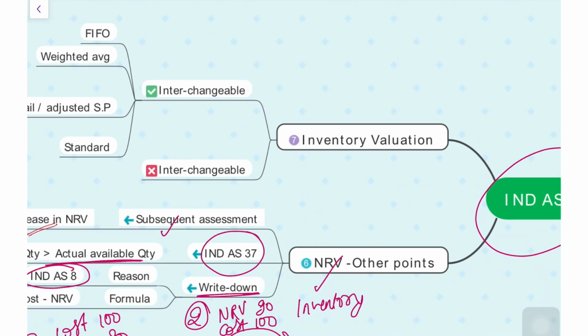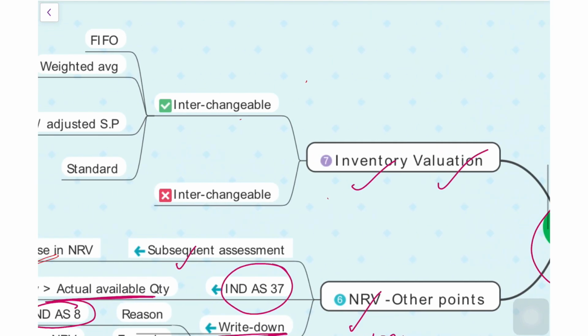And the final topic of IND AS 2, here we are going to talk about the inventory valuation. Now talking about inventory valuation, here we are going to understand by what method you are going to value your inventory. Okay. So there might be two types of inventory. One is your interchangeable inventory and the other is non-interchangeable inventory. So what is interchangeable inventory?